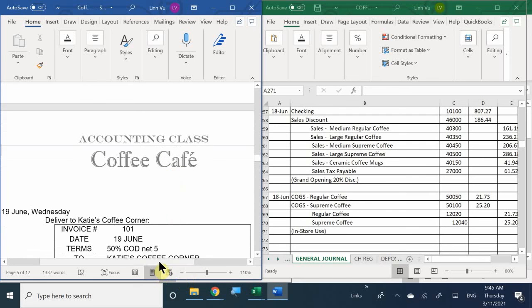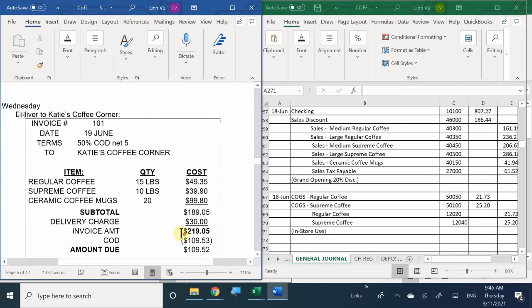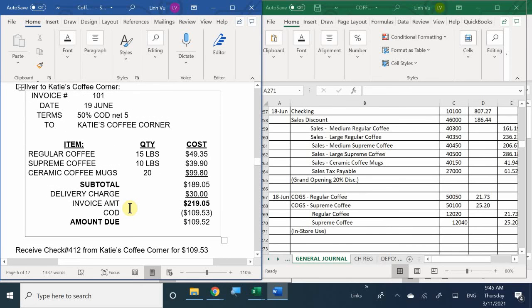So now we are here on the 19th. So what happened here? We did the delivery to Katie's Coffee Corner. Alan delivered this to Katie's Coffee Corner. So let's look at this. What was the invoice number? Invoice number 101. Good. And let's take a look. So there's the date. The terms are 50% COD and it's due in 5 days. Katie's Coffee Corner. This is what she ordered.